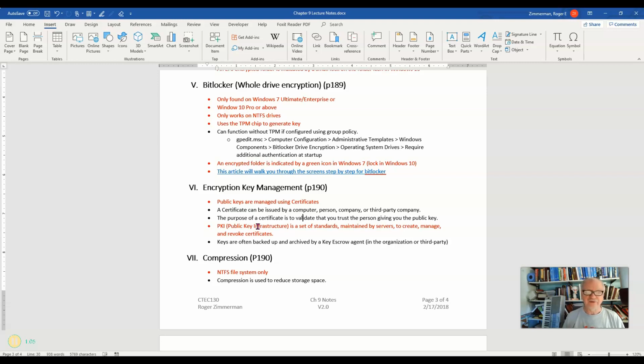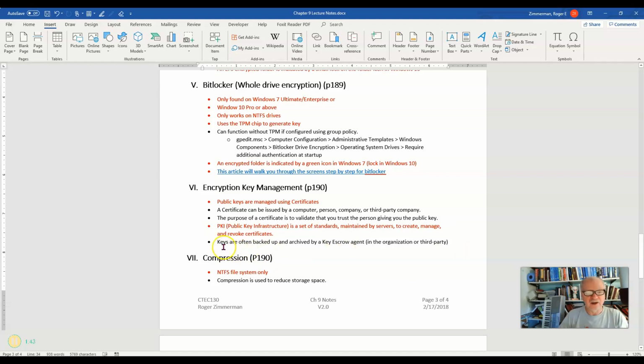By the way, they have a set of standards by which they do all this to make sure it's all on the up and up, and that set of standards is called the PKI, or the Public Key Infrastructure. So you should be aware of that term because it could come up. It's maintained by a number of servers that all interact with each other to make sure that current certificates are current and that they haven't been revoked and that they are from a legitimate user and that kind of thing.